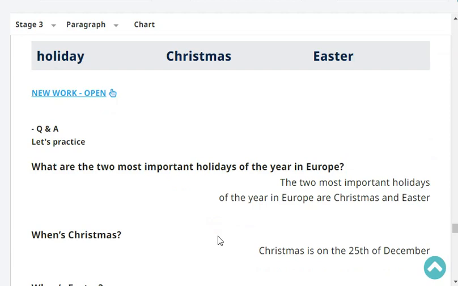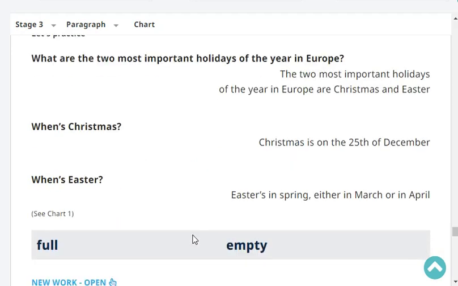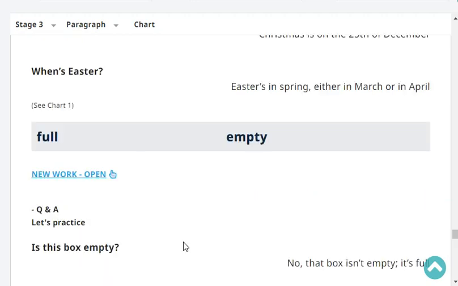Very good. What are the two most important holidays of the year in Europe? The two most important holidays of the year in Europe are Christmas and Easter. When's Christmas? Christmas is on the 25th of December. When's Easter? Easter's in spring. Easter is either in March or in April. Very good.